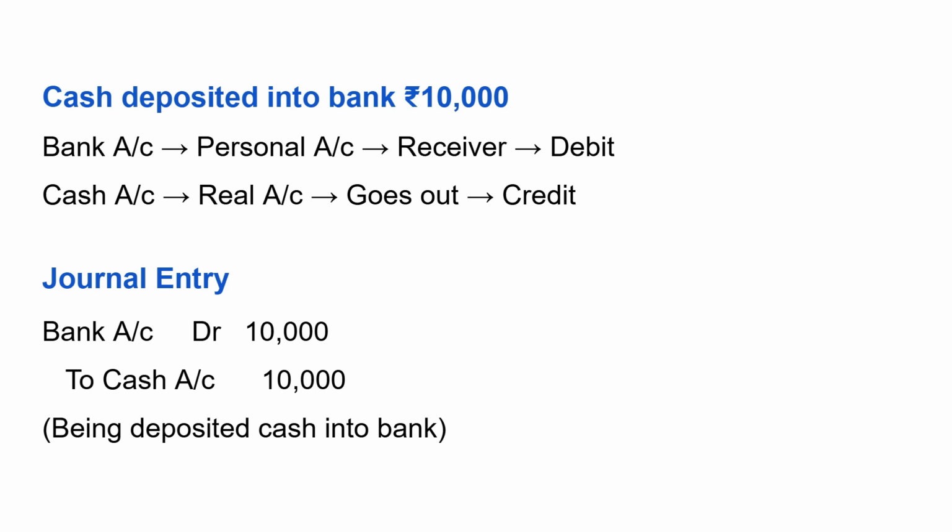This is not an income. Money is moving from one form to another. Cash decreases and bank increases. If you understood these 10 entries clearly, journal entries will never scare you. In the next video, I will solve more journal problems like part payment, discount, outstanding, prepayment, and more.